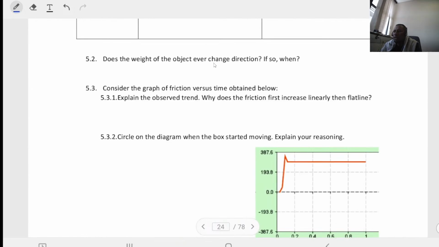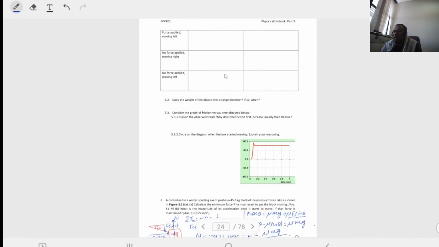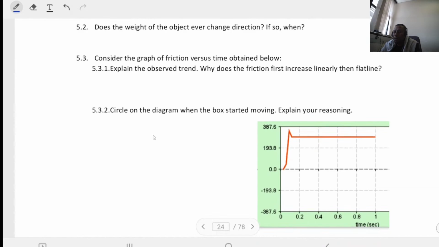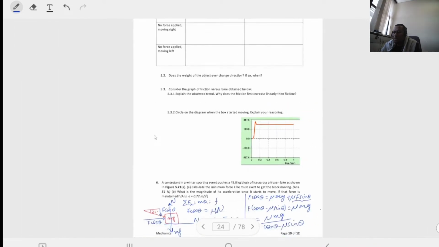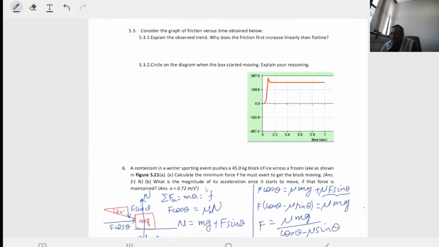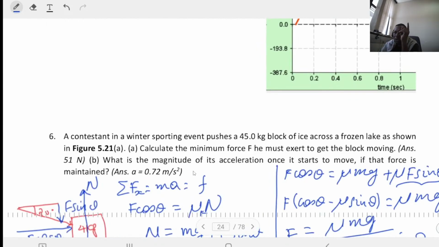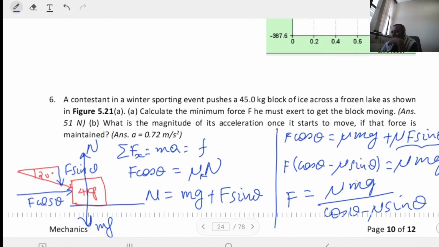Does the weight of an object ever change in direction? This is a simulation. I jumped that one. Question number 5 I didn't even do. This is all I say here. I believe we need mu to go through. Unless I don't know something, what is the mu of a winter sport? Is it generally known?